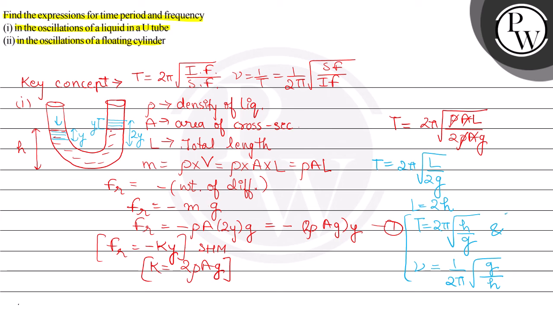So this part is the answer here for the first case. For the second case, that is for the floating cylinder, let's say this is the floating cylinder here, this is the liquid, let's say this is water. If this is water and this is our cylinder, and let's say from here to here it is L. I have taken, let's say this is small L here.